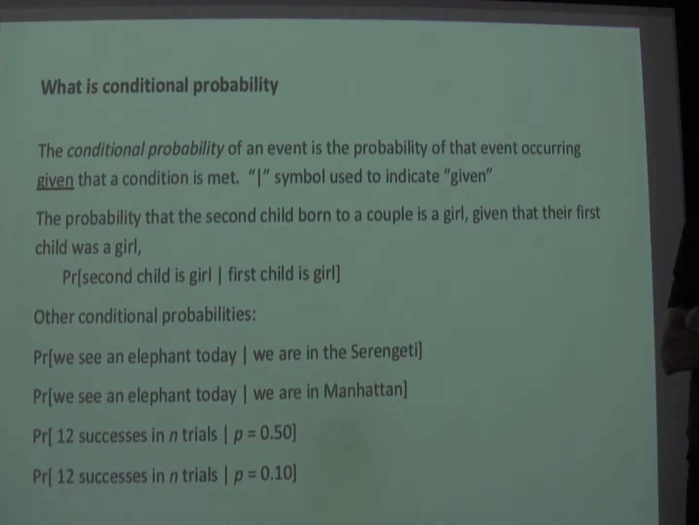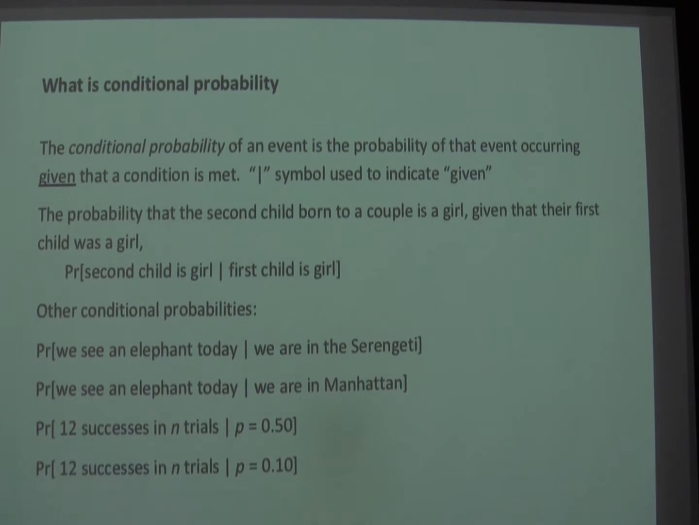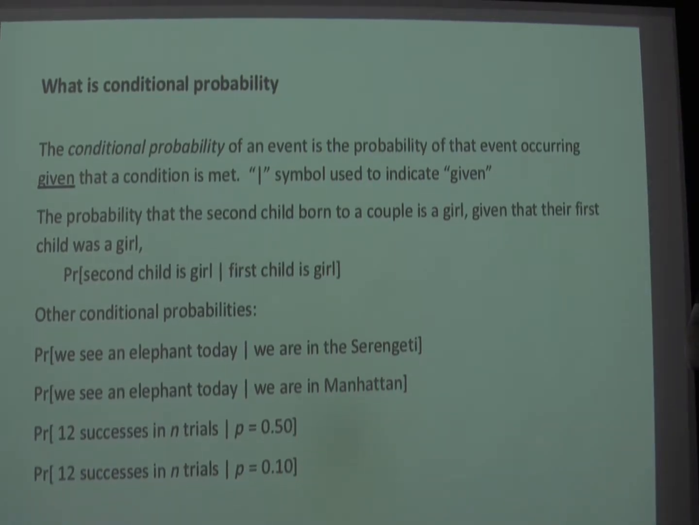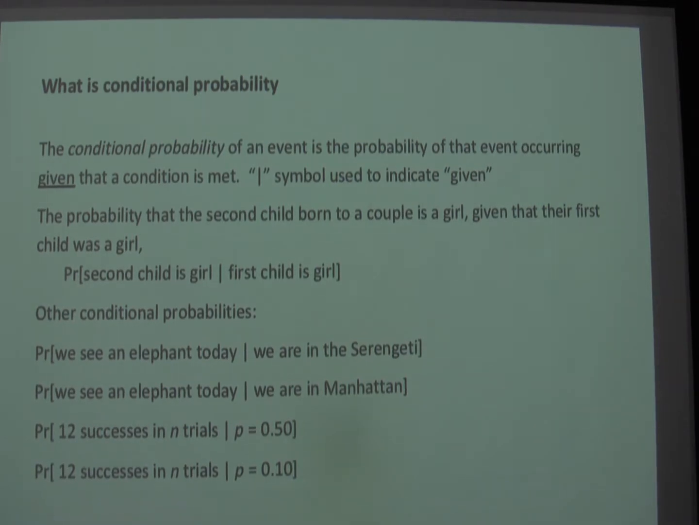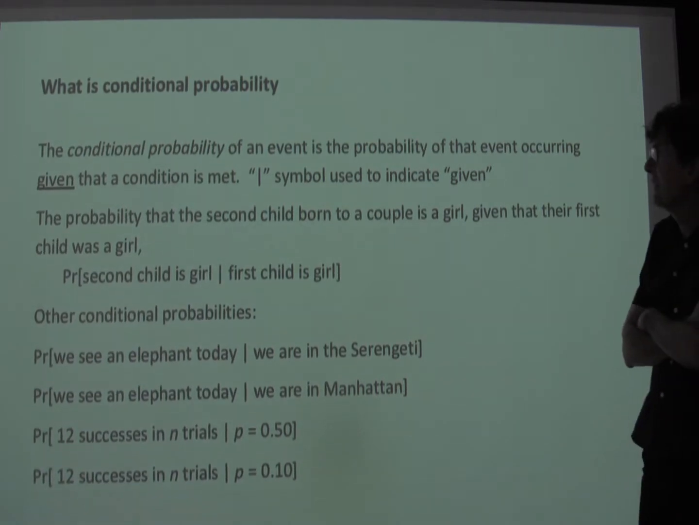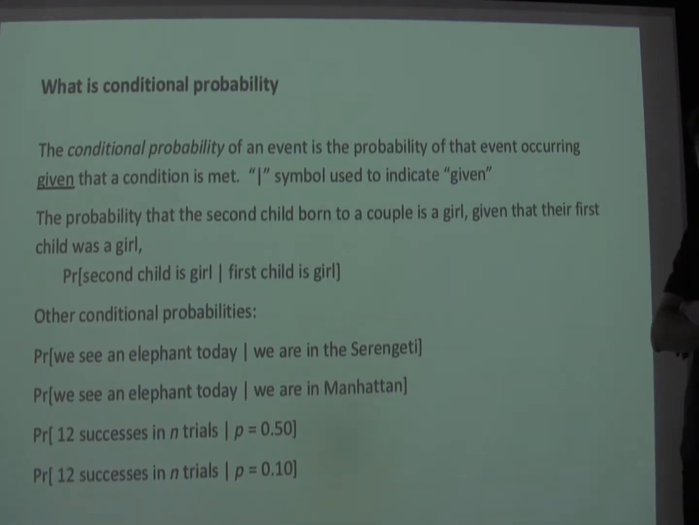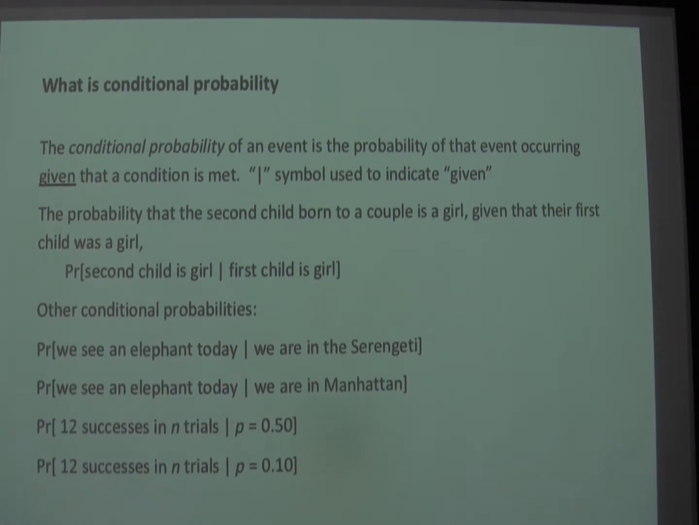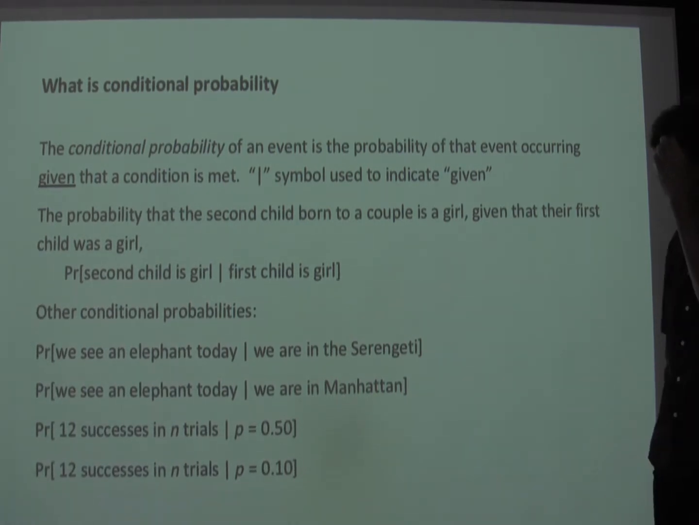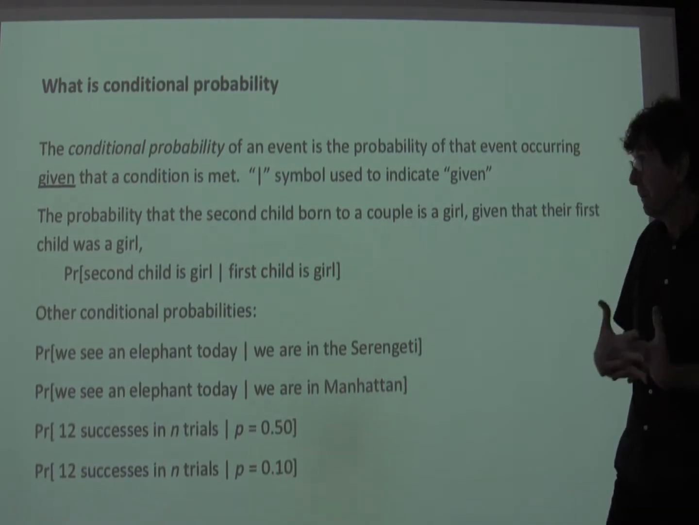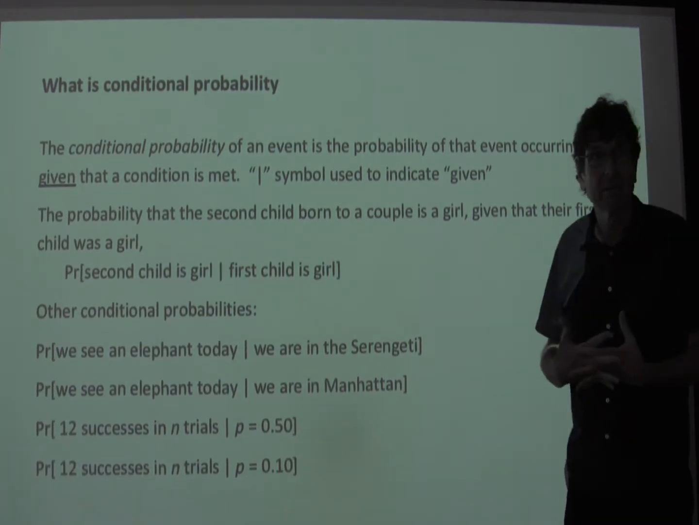That's probability. What is conditional probability? Conditional probability is key to likelihood and also to Bayesian analysis. The conditional probability of an event is the probability of that event occurring given that a condition is met. And a vertical bar is used to indicate given in this context. So the probability that if you have two children, the second child is a girl given that the first child was a girl would be written like this, as a conditional probability. What's the probability that the second child is a girl given that the first child is a girl?